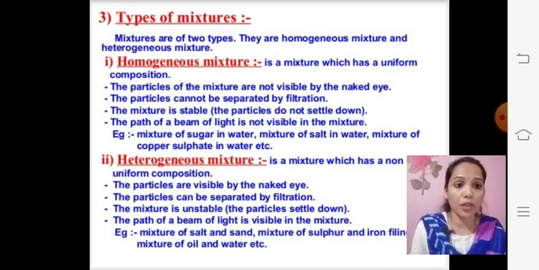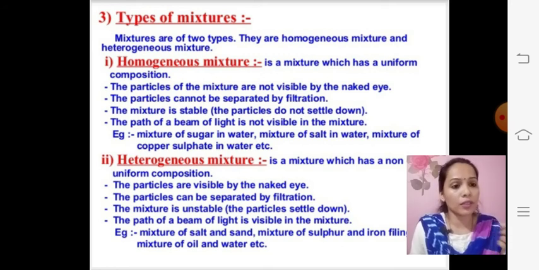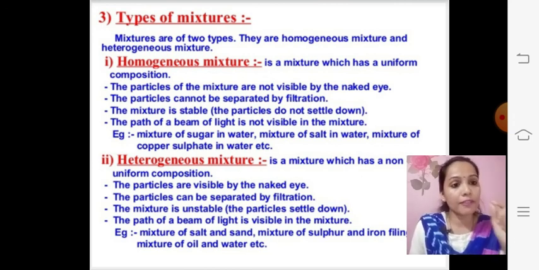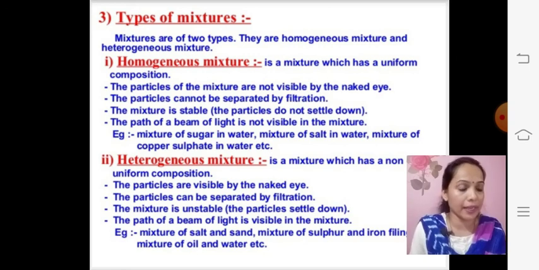But some of the examples like muddy water or carbonated aerated water, you can see it. We will take sand water, mud water, or chalk powder and water. In these solutions we can see the particles through our naked eye. You can see the chalk powder through your naked eye, right? Usually in heterogeneous mixtures the particles can be seen through our naked eyes.